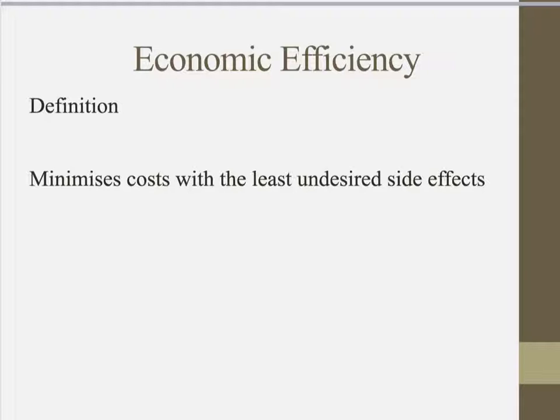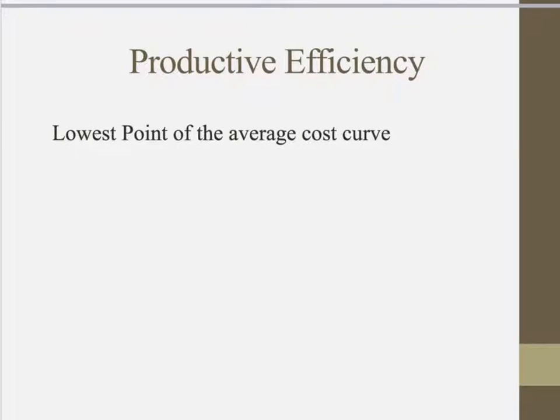So there's a few different types of efficiency which I'm going to talk about, and then also I'll explain how they link in with monopolies and in the perfectly competitive market. The first type of efficiency to know is productive efficiency. Now this is where at the lowest possible cost per unit of output, you're productively efficient. So essentially what that means is on the lowest point of your average cost curve, you are productively efficient.